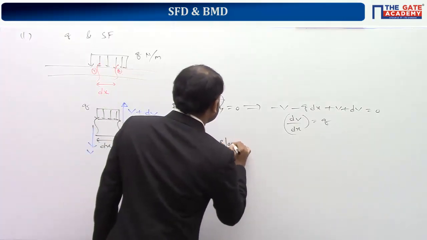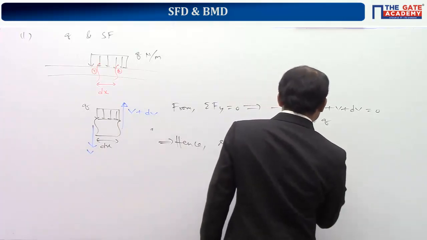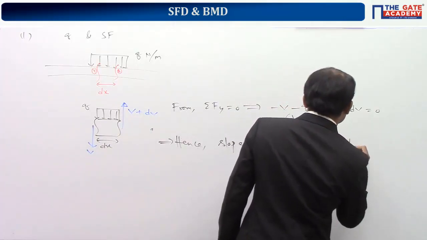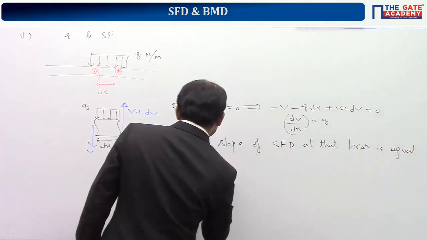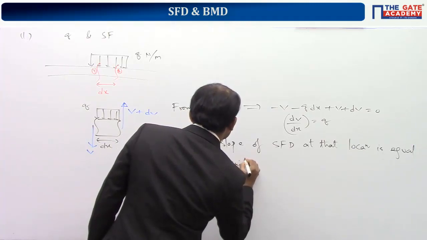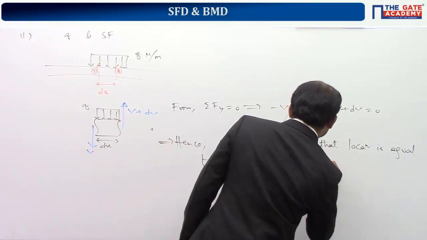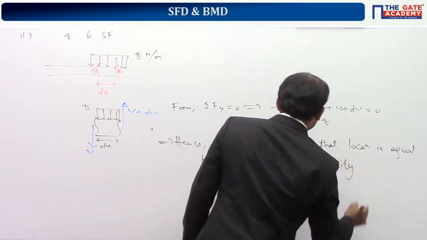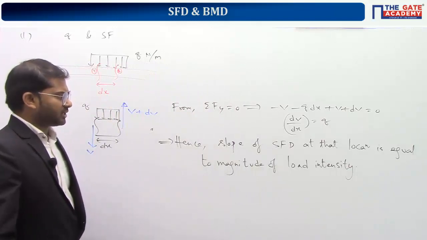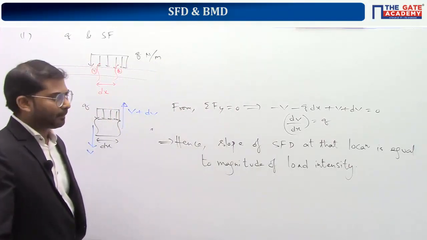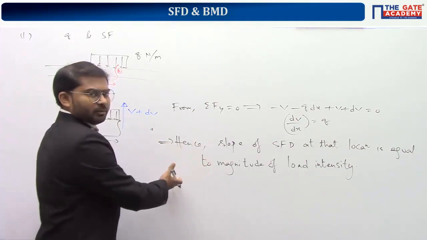So we got the result between Q and shear force. Hence slope of shear force diagram at that location is equal to the magnitude of load intensity. Okay, clear? And again the statement will be there.